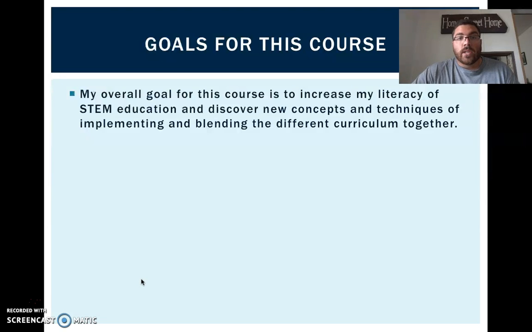So my overarching goal for this course is basically to increase my literacy of STEM education and discover new concepts and techniques of implementing and blending the different curriculum together.